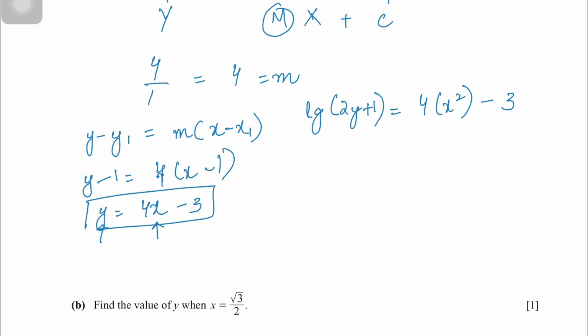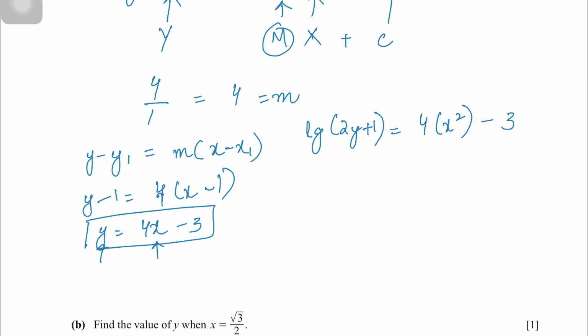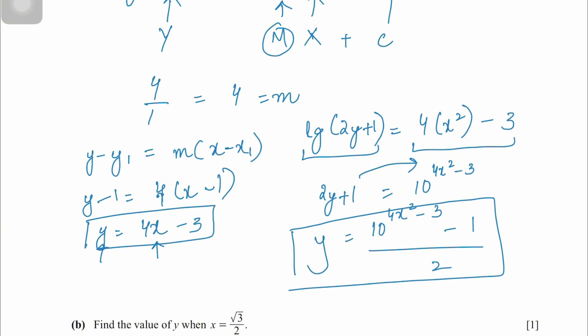All right. So we need y in terms of x. If we remove this lg, this whole will go in tens power. So this would be 10 to the power 4x squared minus 3 equals 2y plus 1. Then this 1 will go to the right hand side as negative, and then it would be divided by 2. So this would finally be written as y equals (10 to the power 4x squared minus 3, minus 1) over 2. So this is our final answer.